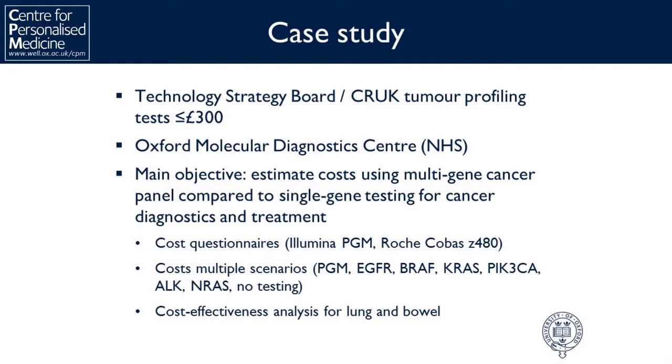So we looked particularly in the context of lung cancer, and we conducted cost effectiveness analysis as well, and we looked as well at some of bowel. The multi-gene panel, so the PGM, was estimated to cost £339, which is actually quite close to the estimate that Cancer Research UK set. And for single gene testing, this was between £71 and £140, and it depends on the mutation testing that you want to do.